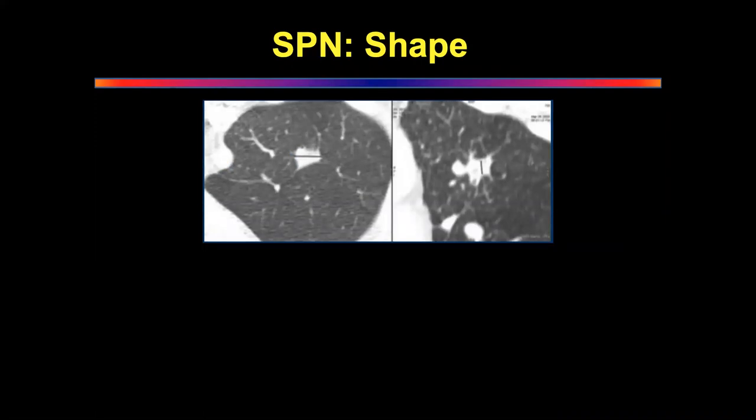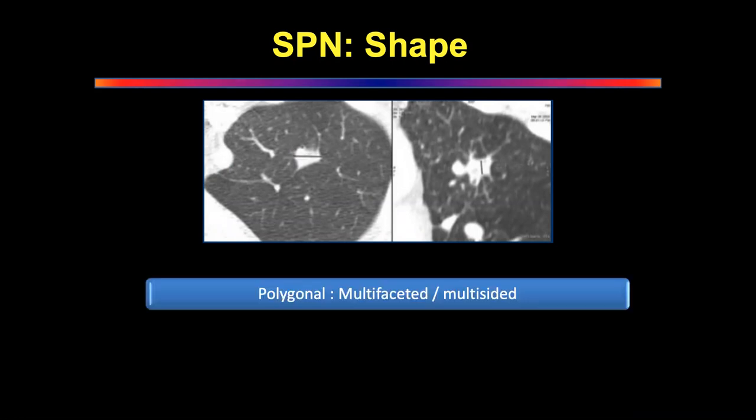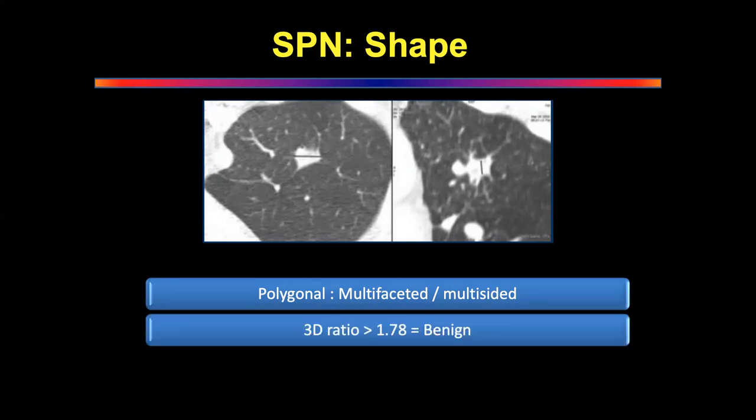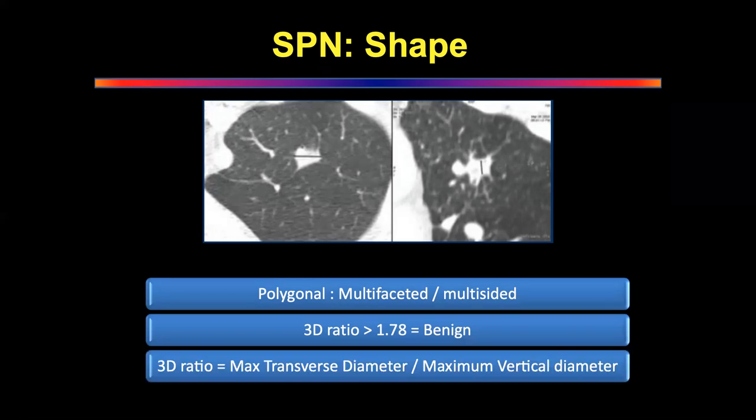If you have an unusual shape, what do you look for? The vertical versus transverse diameter. What is the ratio of vertical versus transverse? More than two, this is malignant; less than that is more benign. It's called the 3D ratio. More than 1.78 is usually benign. And you actually look for the maximum transverse diameter versus the maximum vertical diameter.